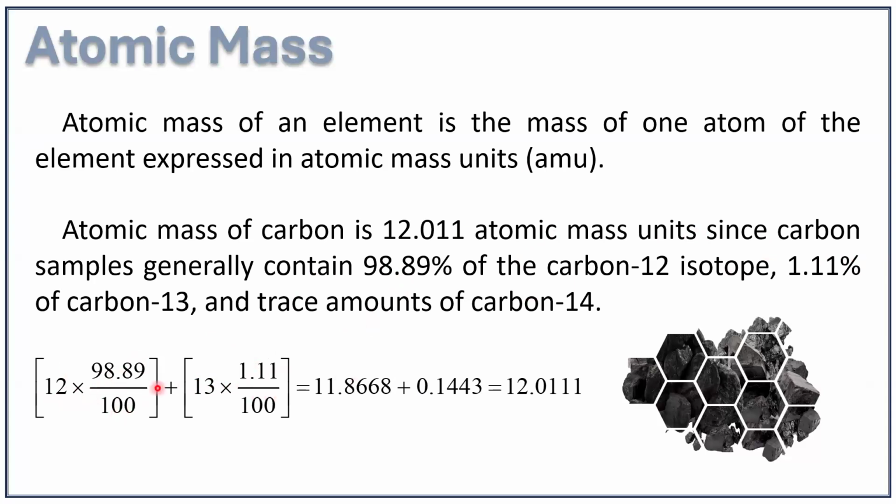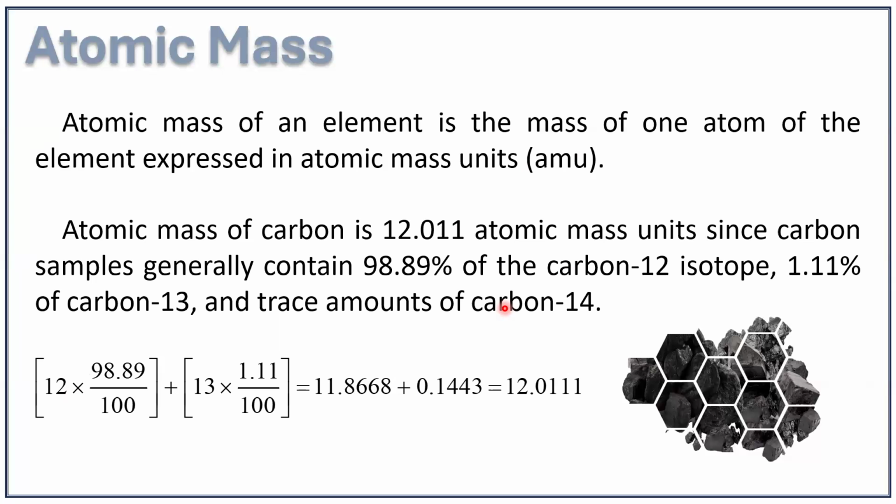So this will make up 11.8668, and this value is 0.1443. So when you add these two values, you get 12.0111. So that is the atomic mass of carbon. If you want to know what is the atomic mass of the carbon-12 isotope specifically, that means it will be 12.